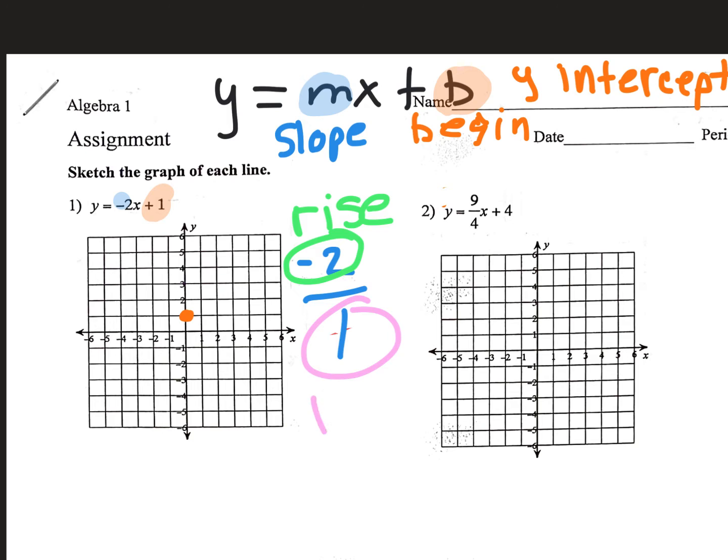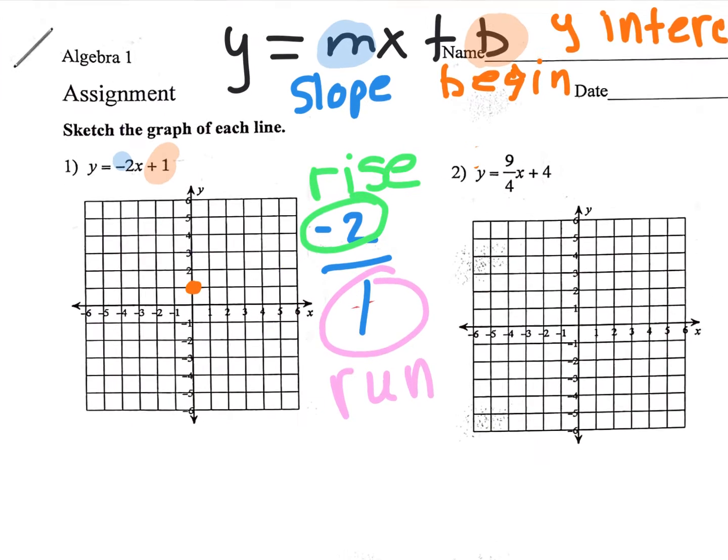And this, I'm just using some of the highlighter colors you guys have. That is going to be my run. And I'm going to draw a slope triangle that's going to help me figure out where to put my next coordinates. So what do we think of when we think of negative? Do we think of going up or going down? Yeah. We think of going down, right?